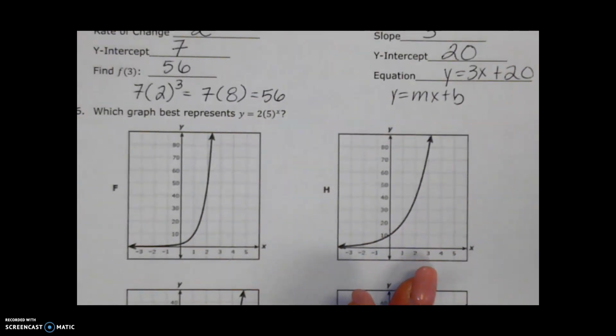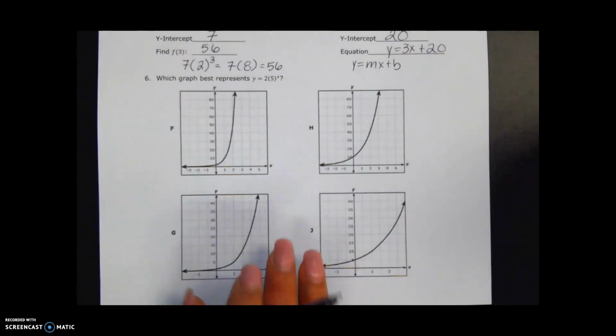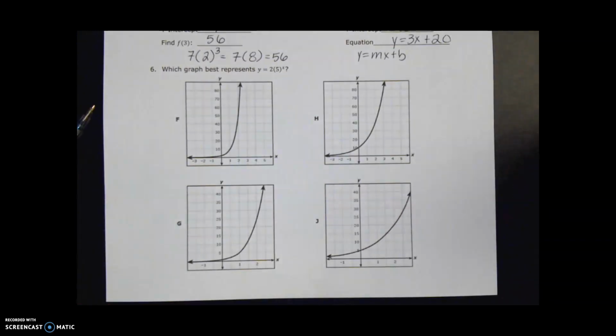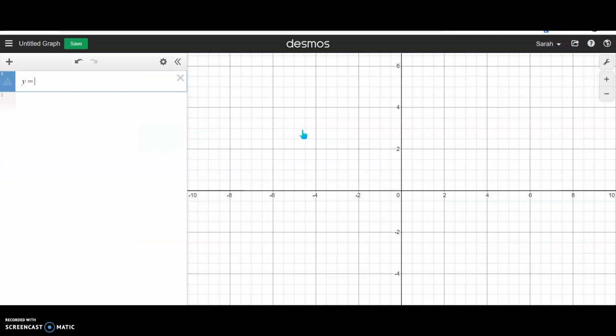Which graph best represents 2 times 5 to the x? Well, that is something that I would honestly plug into the graphing calculator, pull out your handy dandy Desmos graphing calculator. Y equals 2 times 5 to the x. Boom, there it goes. It's got a y-intercept at 2. Check your picture and see which one matches. I can see that H doesn't match, J doesn't match.